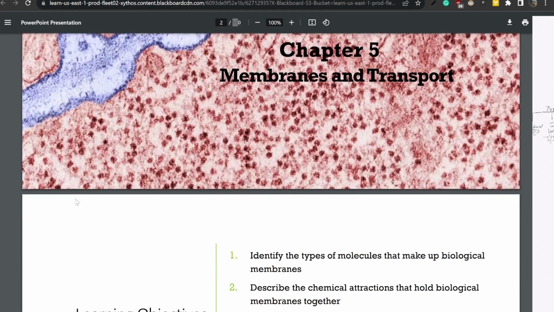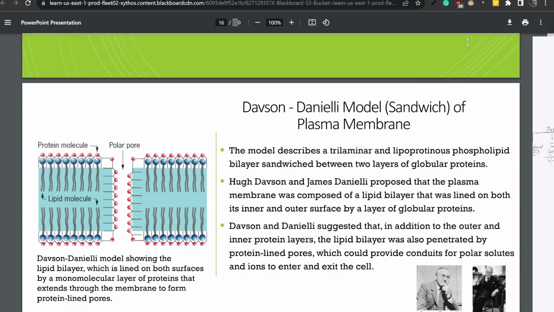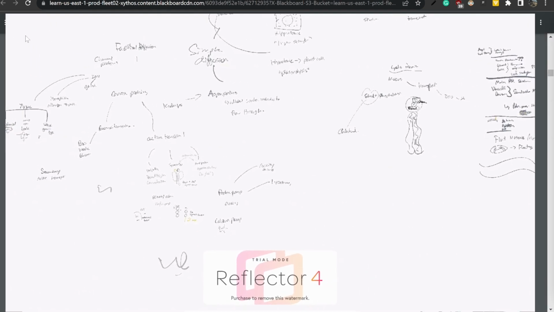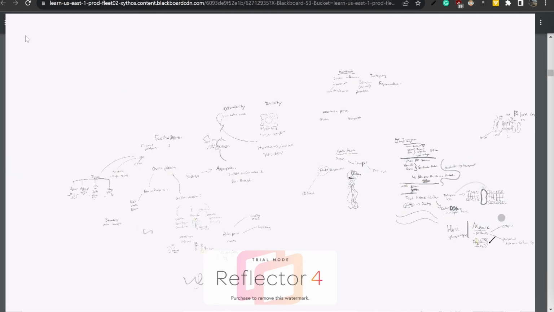So we have all these slides with all of this information. And we also have my notes here that I have on my iPad. I downloaded this program called Reflector 4, and you can see the stuff I'm doing on my iPad through AirPlay. So these are a bunch of notes that I took during class. But in my opinion, these are kind of garbage.